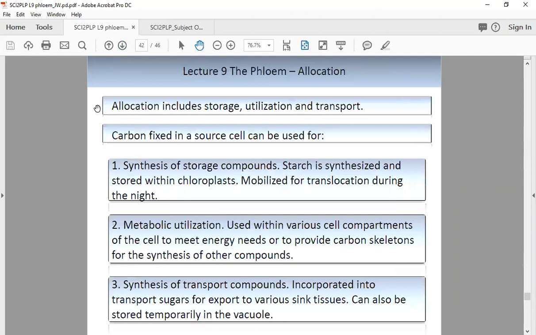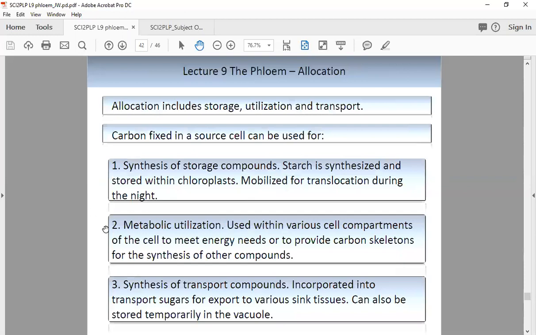Allocation includes storage, utilisation and transport. So let's look at what carbon that's been fixed in a source cell can be used for. In other words, what are the carbohydrates used for? Number one, they can be used to synthesize storage compounds, and the number one storage compound in plants is starch. Starch is synthesized and stored within the chloroplasts. So the carbon's not going very far in this case. And then, of course, the starch is mobilized for translocation during the night.